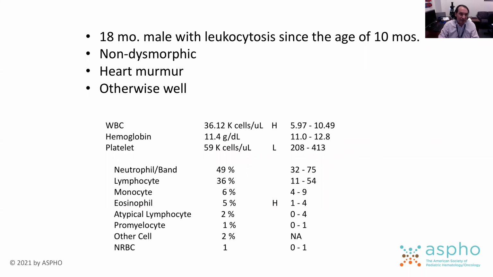The next patient is a little bit of a different theme. It's also an infant, but this patient presented as an infant, but is now 18 months of age. They're non-dysmorphic. They happen to have a heart murmur. They're otherwise well. They have a high white count. There's mostly neutrophils with an absolute monocytosis, a high eosinophil count, and some immature cells, including promyelocytes and nucleated red cells.